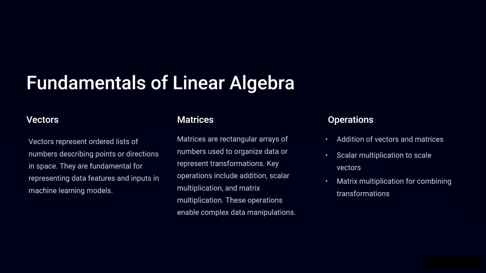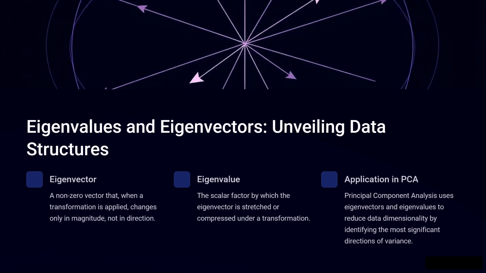Matrices. Matrices are rectangular arrays of numbers used to organize data or represent transformations. Key operations include addition, scalar multiplication, and matrix multiplication. These operations enable complex data manipulations. Operations: addition of vectors and matrices, scalar multiplication to scale vectors, matrix multiplication for combining transformations, eigenvalues and eigenvectors, unveiling data structures.